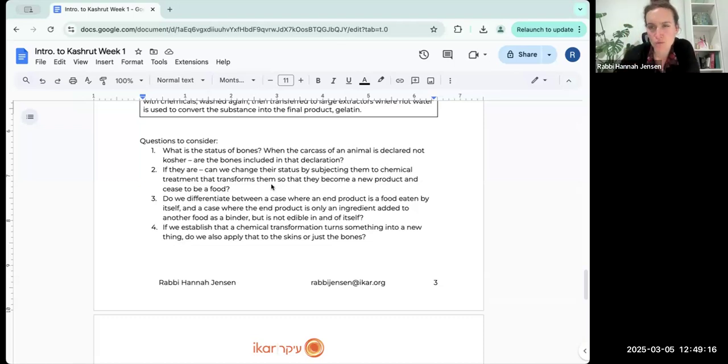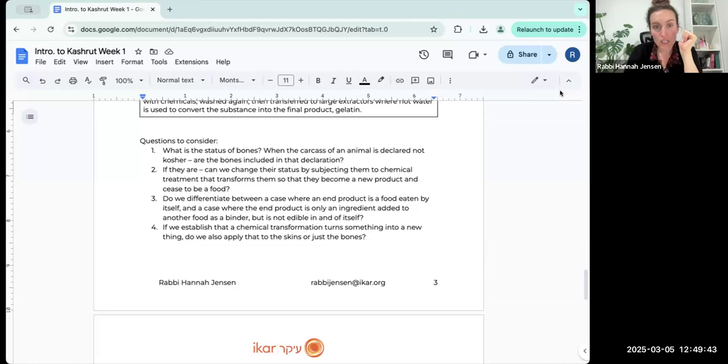What's the status of bones? Because we know about a carcass, but are the bones included in that being not kosher? If the bones are part of that, can we change the status of them through subjection to these chemical treatments? Because the chemical treatment transforms them so that they become a totally different thing that isn't even a food anymore. So far, so good?